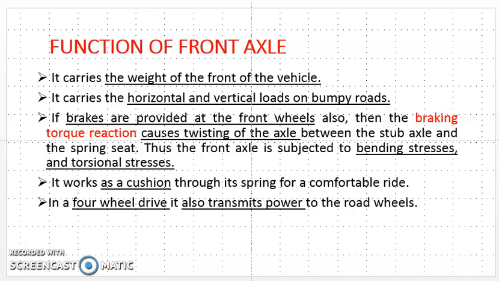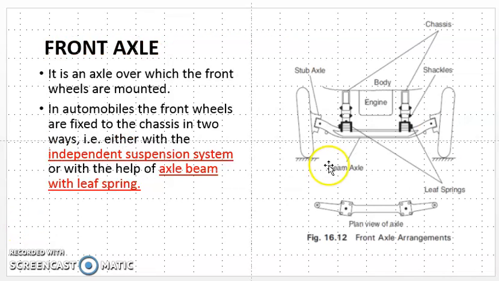Once again we will see where the twisting will happen. This is the position of the stub axle, here is the position of the spring, and in between, the axle will get twisted if a brake is mounted on this axle or the wheel. And we are going to learn the braking system in detail.